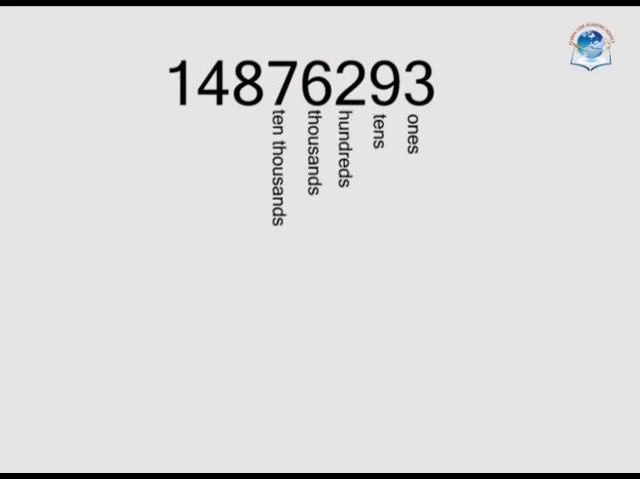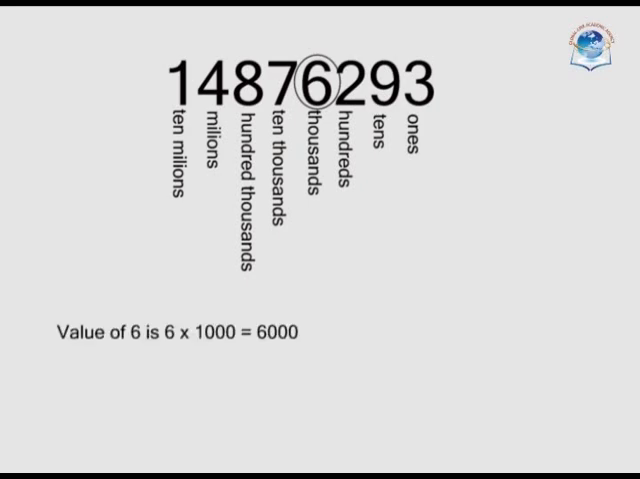So these are the place values of the digits. From this, one may ask, what is the value of 6 in that number? The place value should tell us. The place value of 6 is thousands. So the value of 6 is 6,000. The value of 8 is 800,000, and so on.